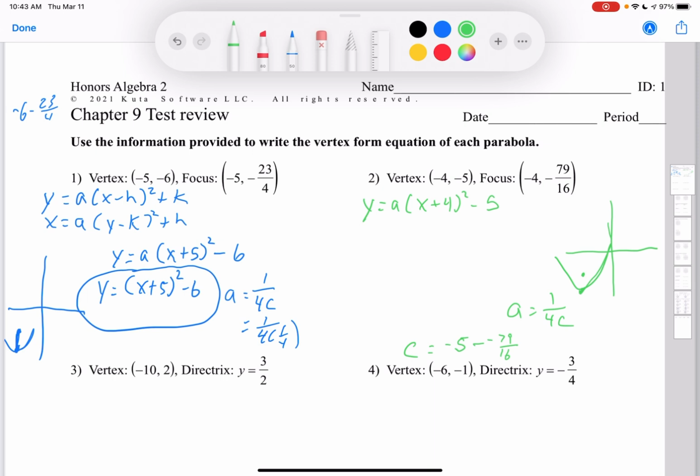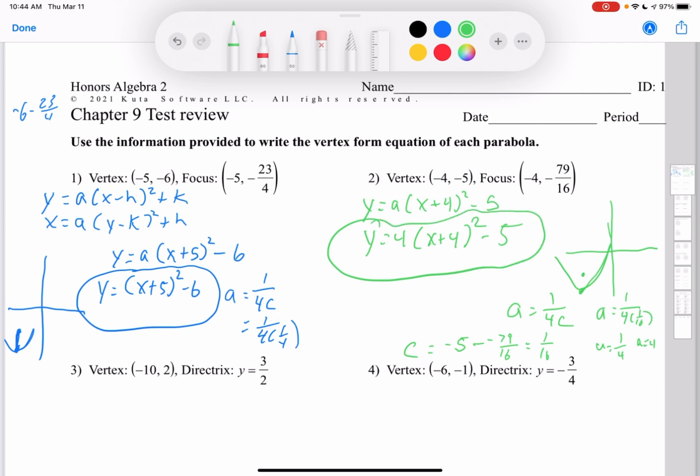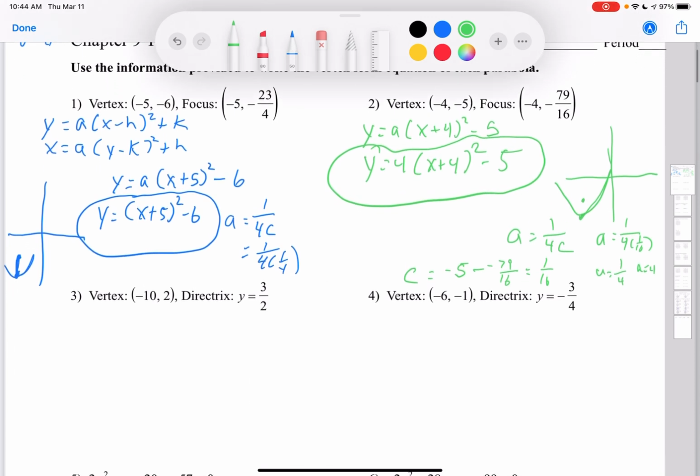I'm just going by the calculator, and 5 minus 79/16, so it's 1/16. You have to use your calculator for that. So a is going to equal 1 over 4 times 1/16, which is 1 over 1/4, which is 4. So a equals 4. So we've got y is equal to 4 times (x plus 4) squared minus 5. Here's the answer for number 2. If you have to press pause, press pause.